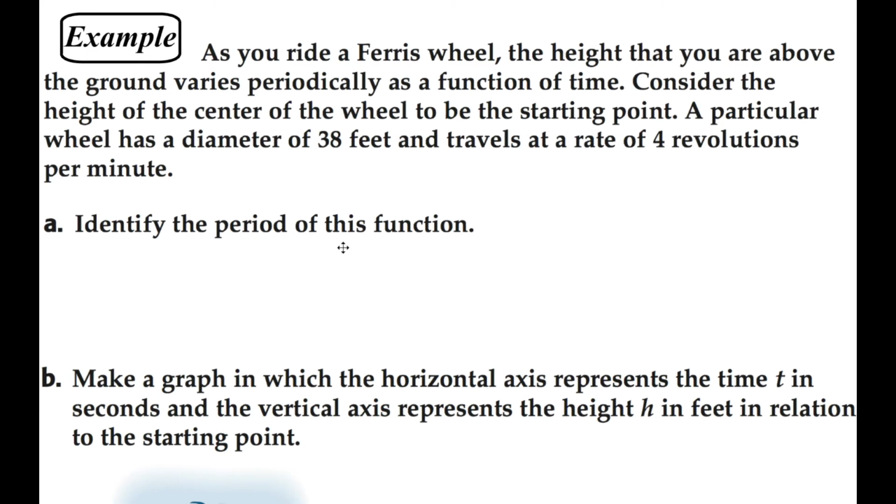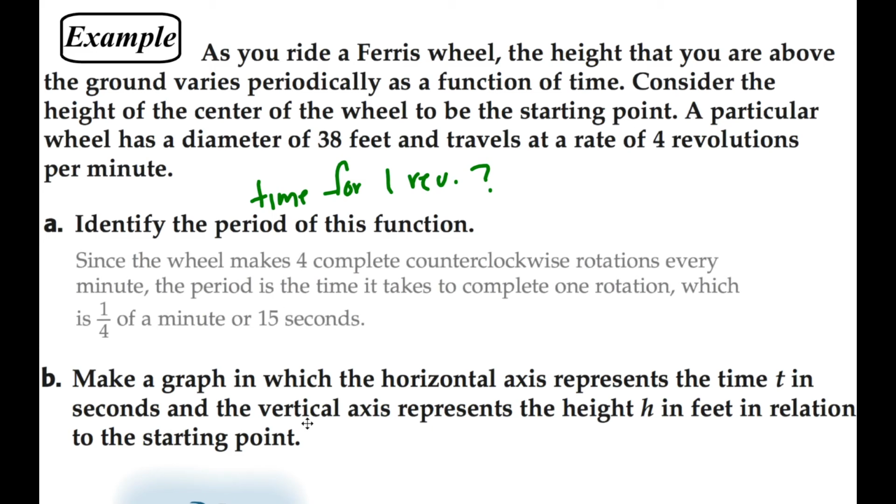What's the period of the function? The period wants to know how many seconds it takes you to go 1 revolution. Okay, time for 1 revolution. That's what you're trying to find. So if we want to find the period of the function, we know it goes 4 revolutions in 1 minute or 60 seconds. So we're just going to take 60 divided by 4, and that gives us 15 seconds. So it takes us 15 seconds to go 1 revolution.